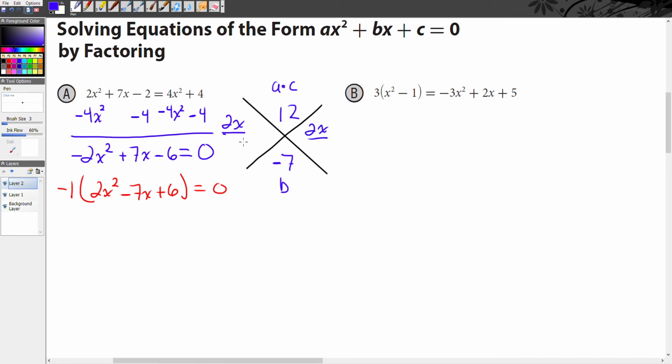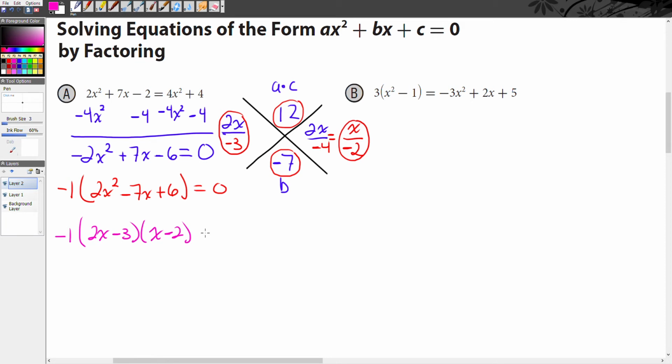Okay? And the way we find our denominators is by looking at this number 12 and this number negative 7. So we need two numbers that multiply together to make positive 12, and when you add them together you get negative 7, and that would be negative 3 times negative 4. So I'm going to say 2x over negative 3 and 2x over negative 4. Now over here, 2x over negative 3, that's already in simplest form, and 2x over negative 4, I could divide both of these by 2, which would give me x over negative 2. And so these are my binomials. So now I have negative 1 times 2x minus 3, my first binomial, times x minus 2, and that equals 0.